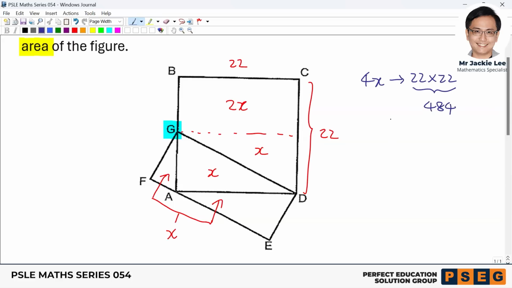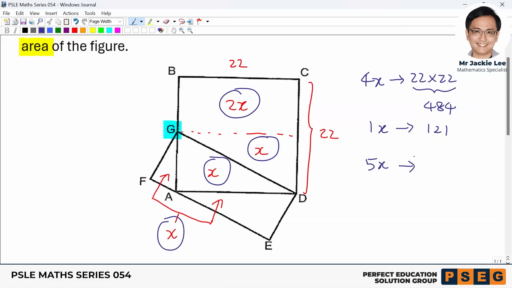So in other words, for 1x divided by 4, isn't that will be just 121? And for the whole figure, I think it's 2x plus x plus x plus x, right? So altogether, we are looking for 5x. Okay, so we are just one step away, just times 5. 121 times 5, I think we'll end up 605. Then unit-wise is cm squared.